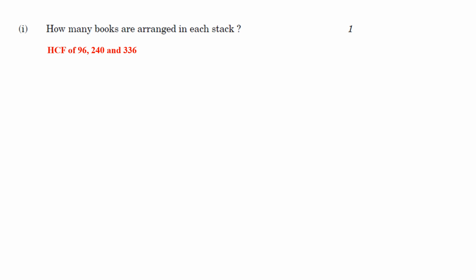So let's find the HCF. First, 96. 96 is an even number, so clearly it will go in 2 table. So 2 times 48, then 2 times 24, 2 times 12, 2 times 6, 2 times 3, and then 3 times 1. So this is the factorization of 96.